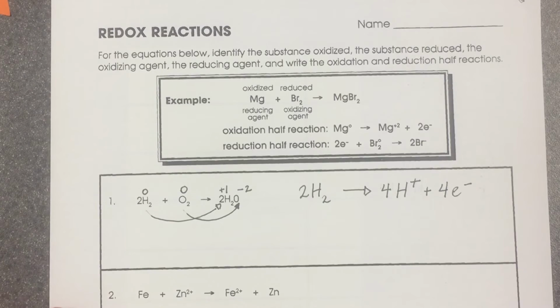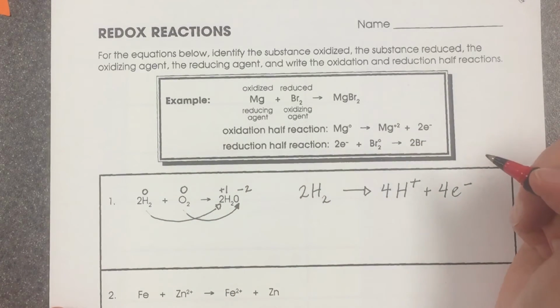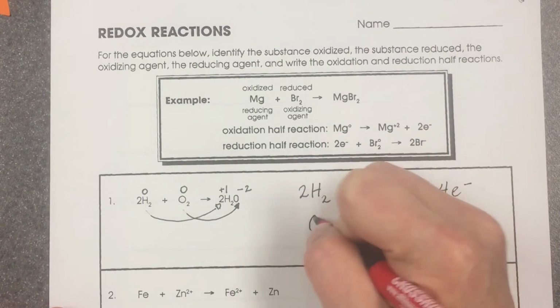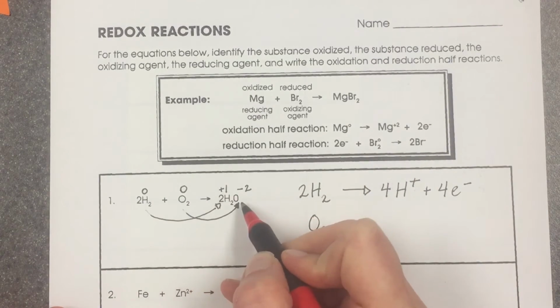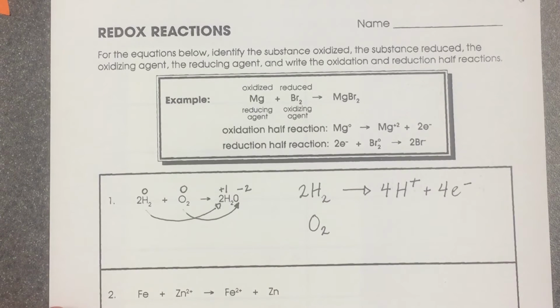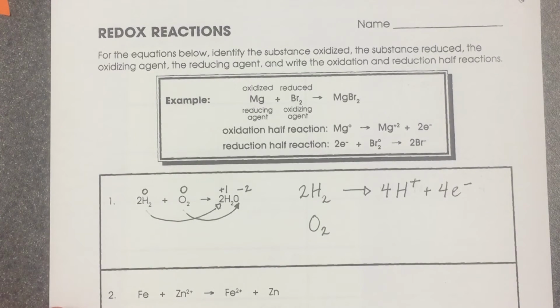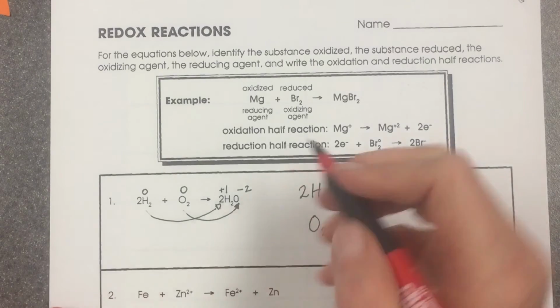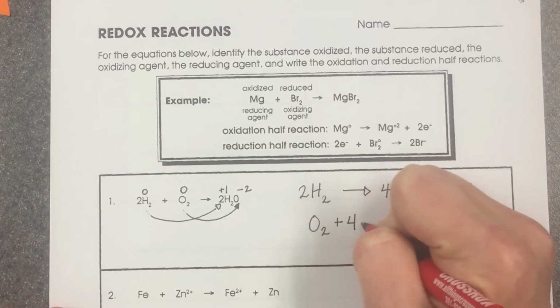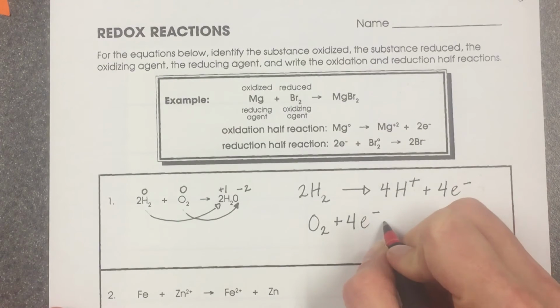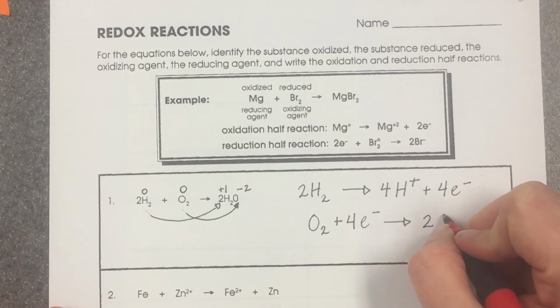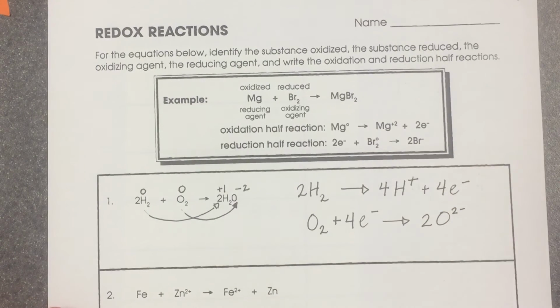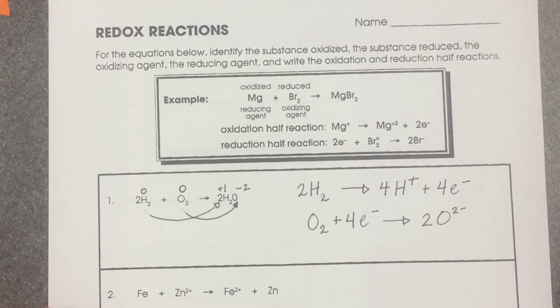The next part of this is that I had a diatomic oxygen molecule, and each oxygen gained 2 electrons. There were 2 oxygens, so think about it mathematically. If I had 2 oxygens and each oxygen gained 2 electrons, that's 4 electrons being gained overall. And it makes 2 oxygen ions with an oxidation number of -2.